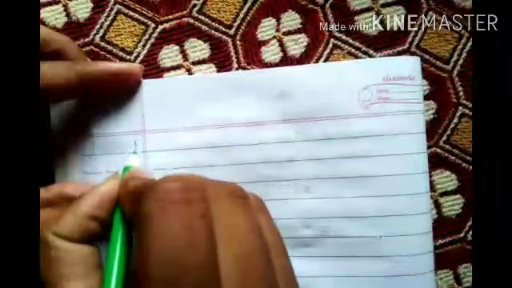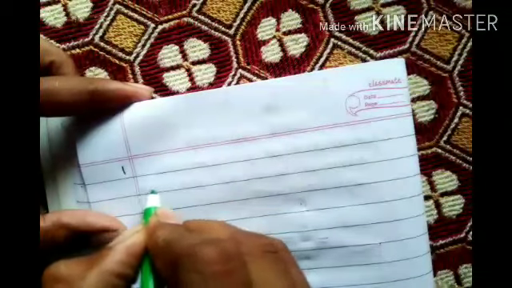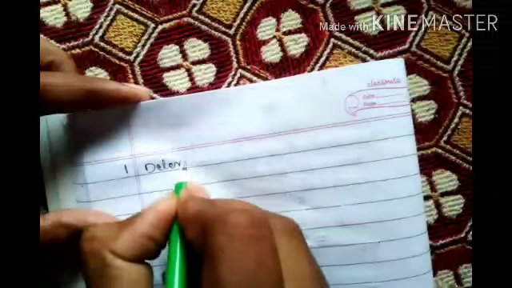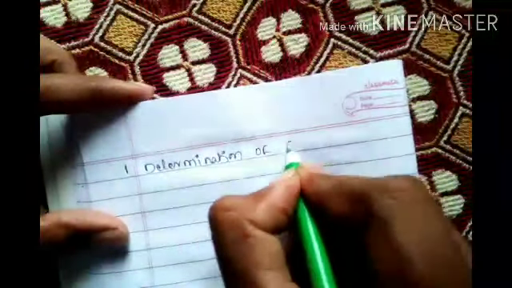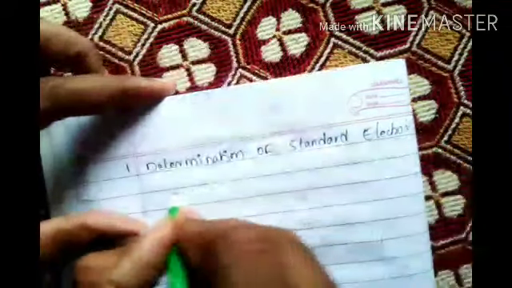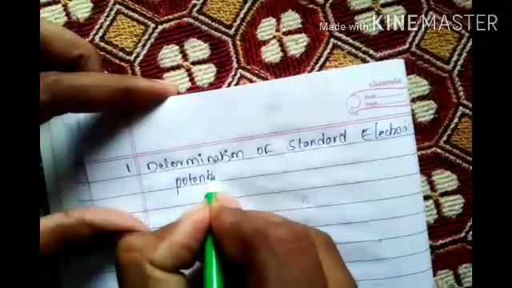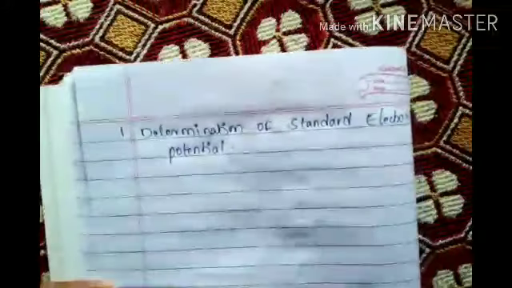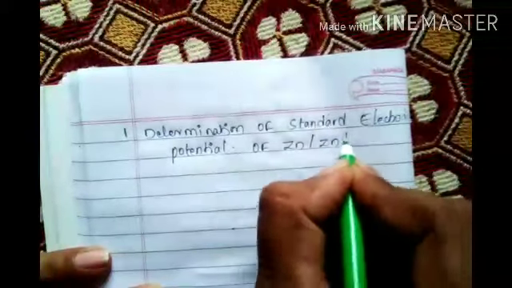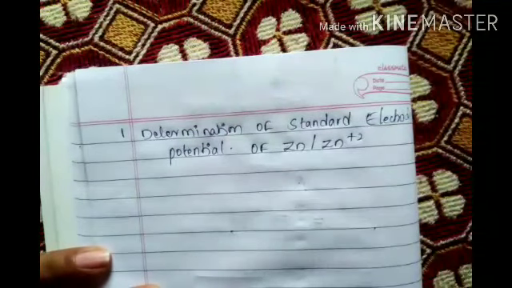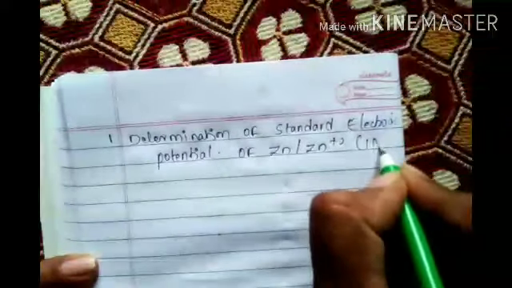Now let's take the first one, determination of standard electrode potential. Standard electrode potential of Zn2+, Zn2+ 1M solution.